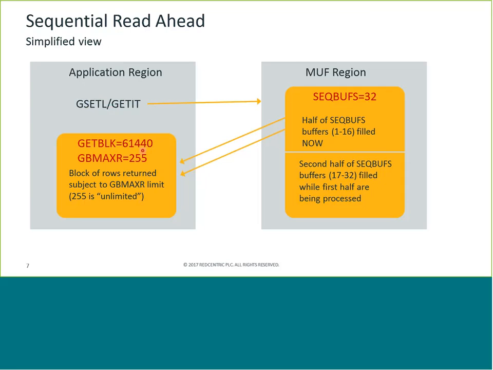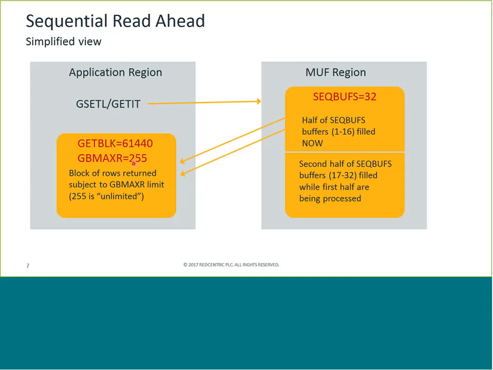So GETBLK is, instead of just requesting one row from the multi-user, getting it back, and then requesting the next row and getting it back, with all this communication overhead. We're processing millions of rows here this time because we're transferring all the data from our customer table. Instead of doing it one at a time, I'm going to give you a block of storage so you get me 60K's worth of data in one go, subject to a limit of GAMAXR.